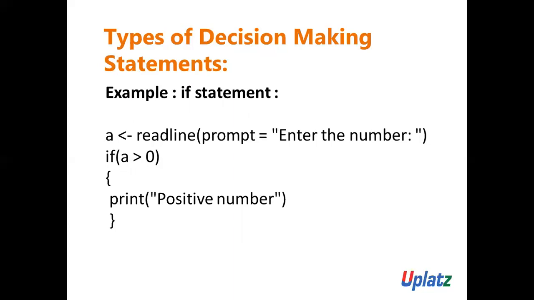So if A is greater than 0, where A is the number entered by the user, then inside the if condition we can put the statement print positive number. Obviously any number greater than 0 is a positive number. That's a very basic example of the if statement. So if any value is greater than 0, then you print it's a positive number. Got it?